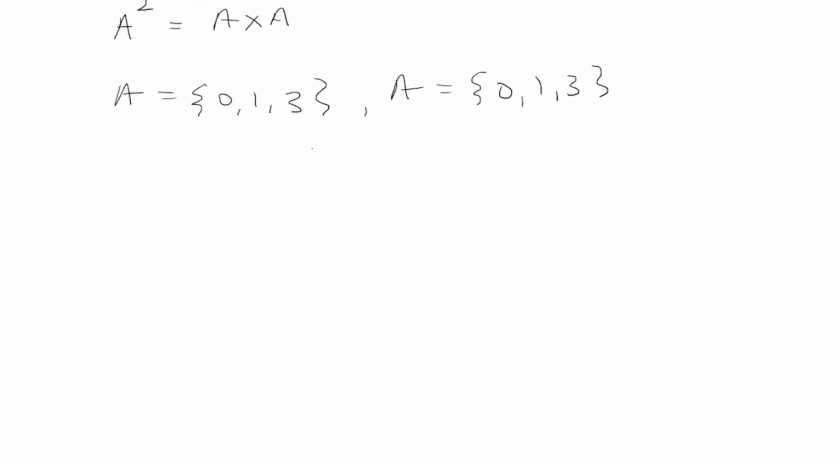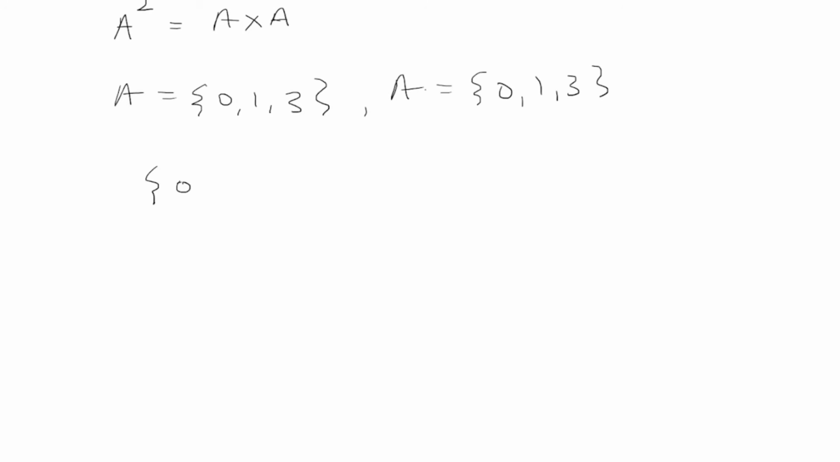Next example, we're going to be looking at powers. So let's say if we have A squared, we can think of that as A cross A. So if A is 0, 1, 3, well, I'm just going to rewrite this again. We have 0, 1, 3. And now we know first of all, it's 3 times 3 is 9. We should get 9 total sets here. So let's first start with 0.